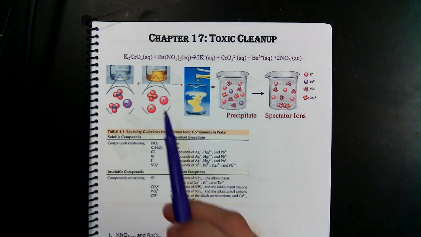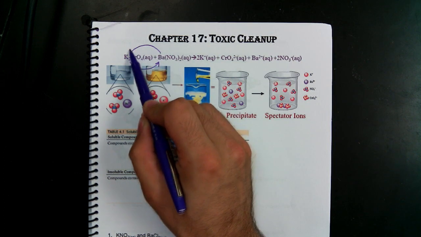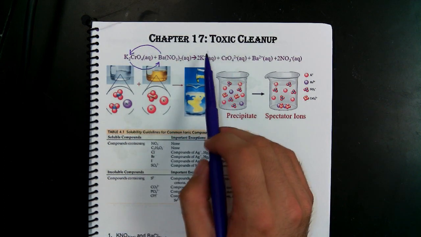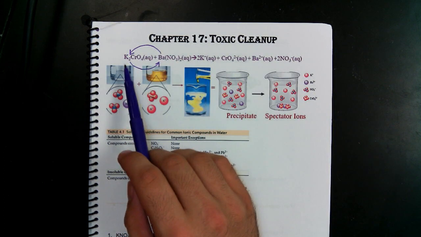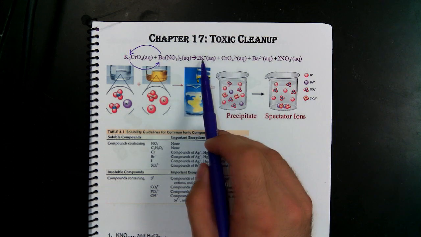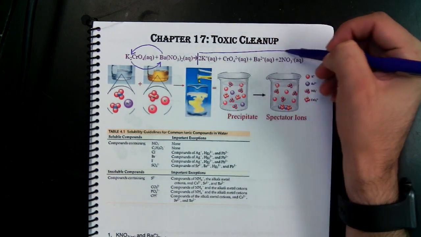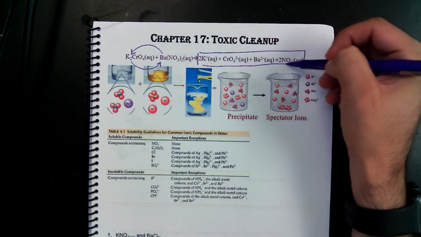In this reaction here, you have a solution of potassium chromate and barium nitrate mixing together. It's a double replacement reaction, which means the two positive cations are going to swap places, and instead of potassium chromate, you're going to have potassium nitrate that forms and barium chromate. This is just showing you what is in the two solutions.